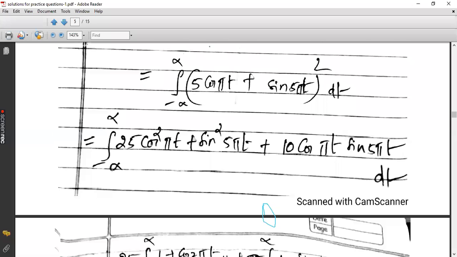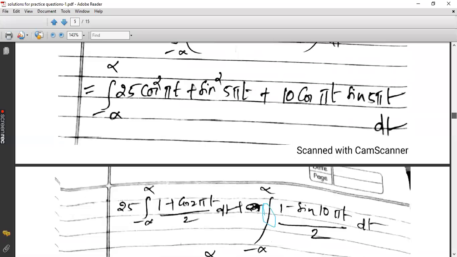Now you perform integration. You know that there is no formula for integrating cos square and sin square. So you need to replace cos square theta with 1 plus cos 2 theta whole divided by 2, and sin square theta with 1 minus cos 2 theta divided by 2.